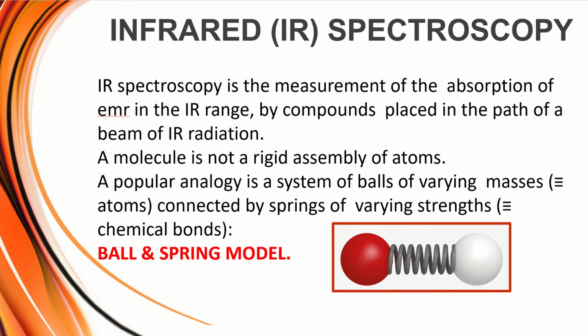So a molecule is not a rigid assembly of atoms. I would like you to think of a molecule like a ball and spring, right? So a popular analogy is a system of balls of varying masses, and the balls represent the atoms, and they're connected by springs of varying lengths, and these springs would represent chemical bonds, right? So we know what a spring is. A spring will be moving in and out, and that is how I want you to think of molecules, as vibrating and not rigid.